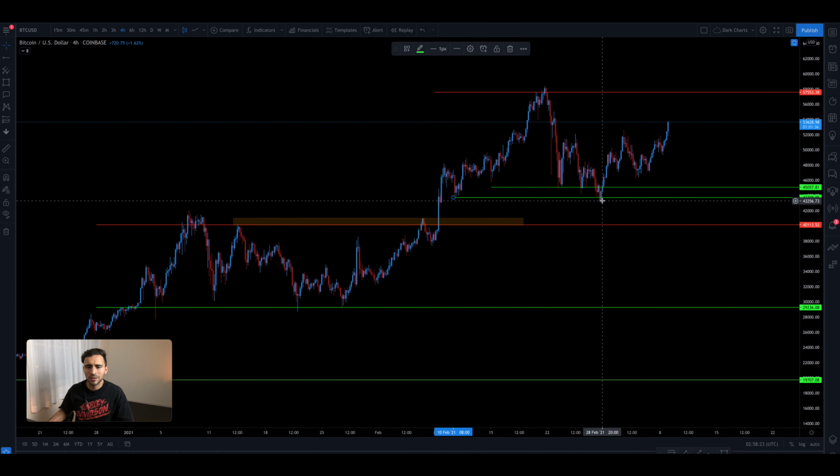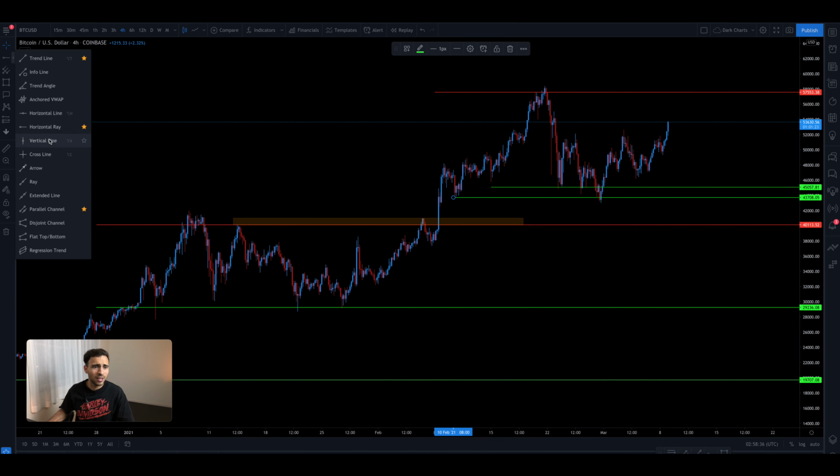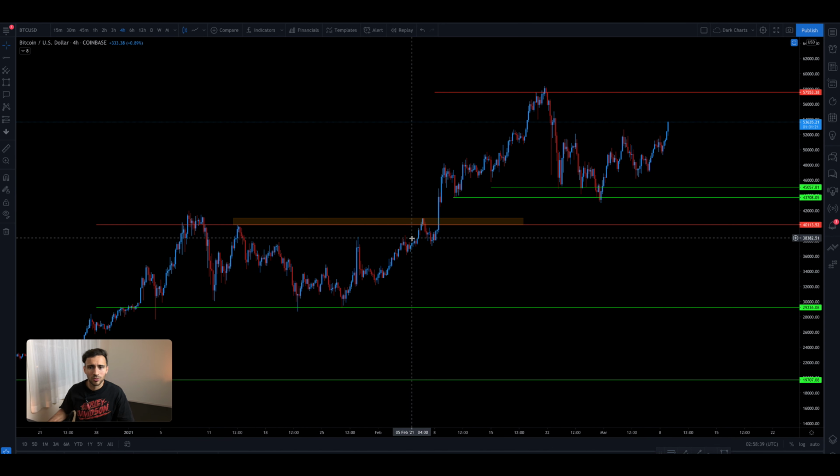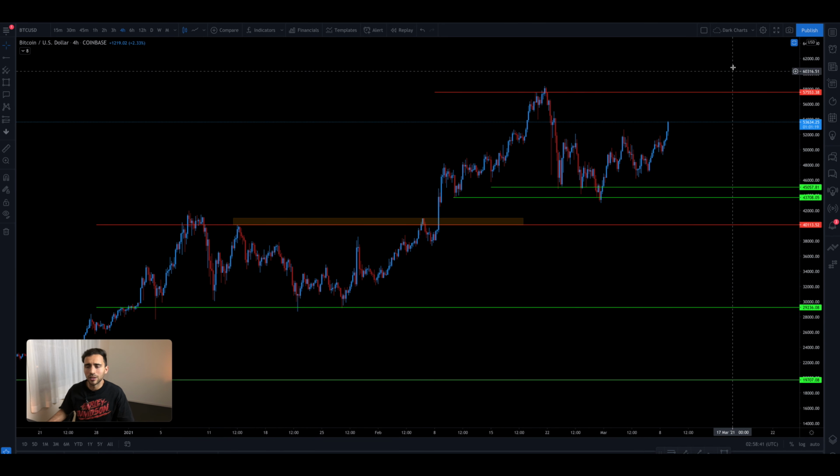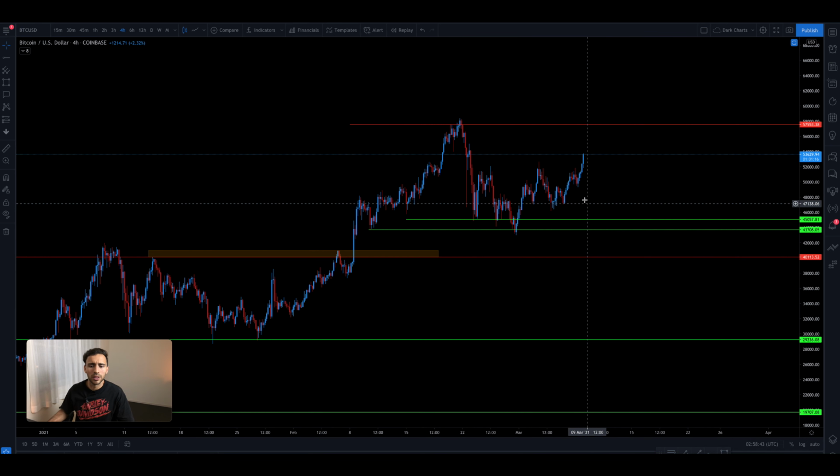As it came down, boom, it got support. Now it's kind of holding up. Hopefully this same pattern can push Bitcoin up, and the same thing can happen right in here. And then we can make new all-time highs for Bitcoin.